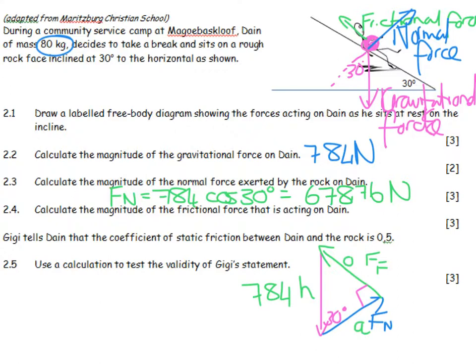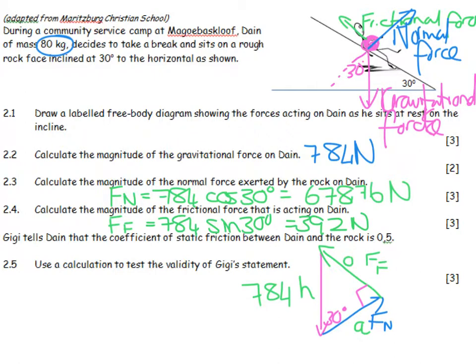So your frictional force is my opposite from 30, so I'm going to use sine. It's going to be 784 sine of 30 degrees, and that turns out to be 392 newtons. Then it says the coefficient between the rock is 0,5. Let's see whether that is true.